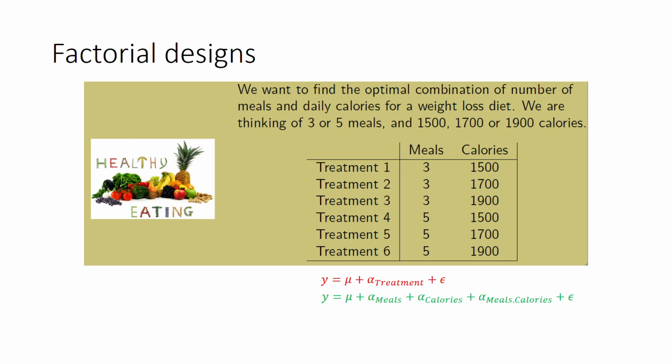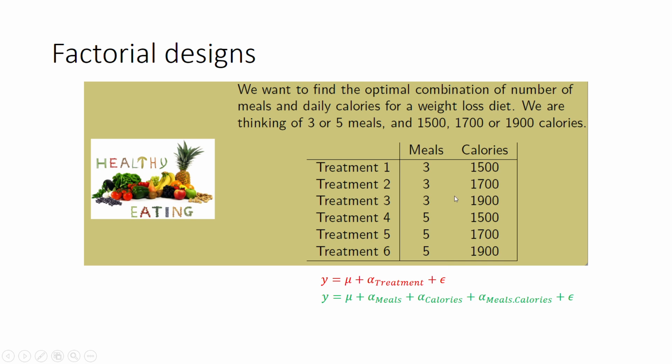They are extremely powerful tools to analyze what is the effect of a given variable, and this given variable can be your control and treatment. So for instance, let's say that you are interested in finding the optimal combination of number of meals and daily calories for a weight loss diet. So you have two possibilities for the number of meals, 3 and 5, and you have 3 possibilities for the number of calories during the day, and you make all combinations. You have 6 combinations, and you could analyze the data in one way or another way.